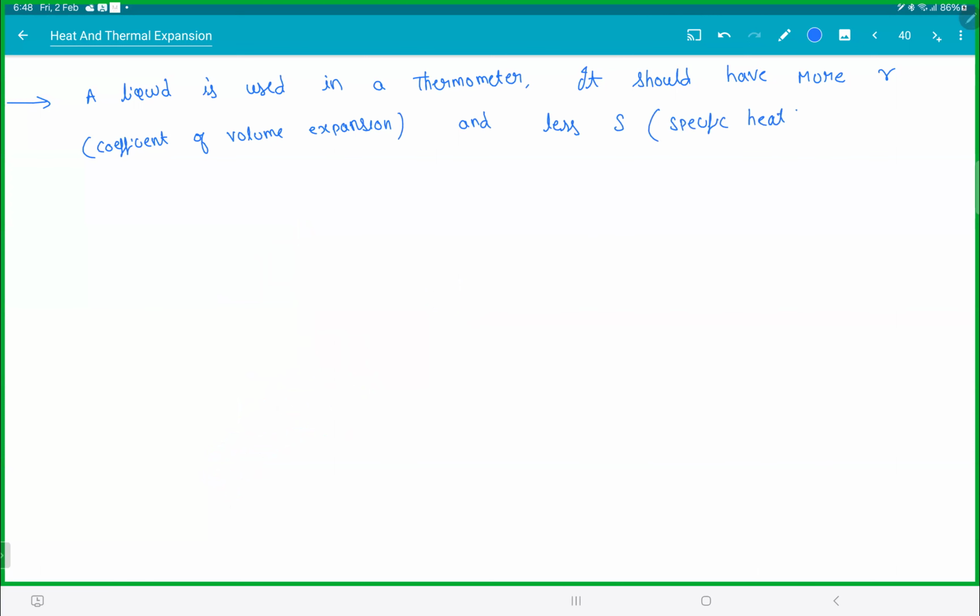Making sense? So you want a liquid which will take less heat and change temperature fast so that it can expand more. Then you can make a thermometer which is more sensitive. Even for small temperature changes, you will have a reading. Clear? So if you have these values, the thermometer will be more sensitive.